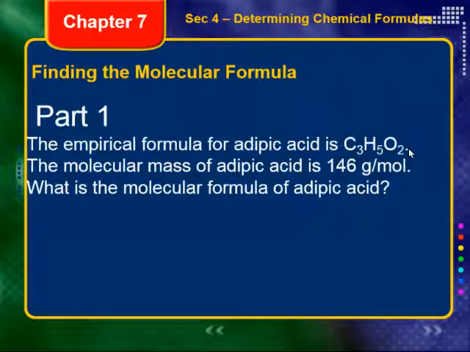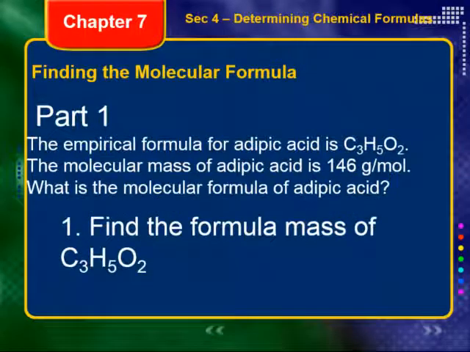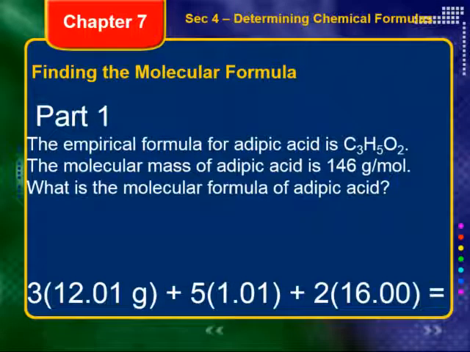The way we figure out what the molecular formula is, we need the molecular mass, which is provided for us right here. The first thing we're going to do in this process is find the formula mass of the empirical formula, the C3H5O2. You remember, we simply take the molar mass of each of those elements, multiply by how many of those atoms we have, and we get 73.08.